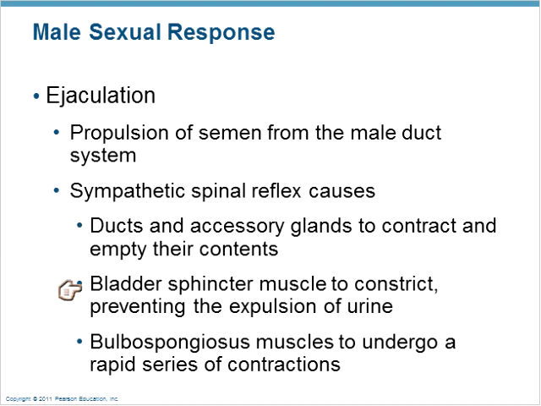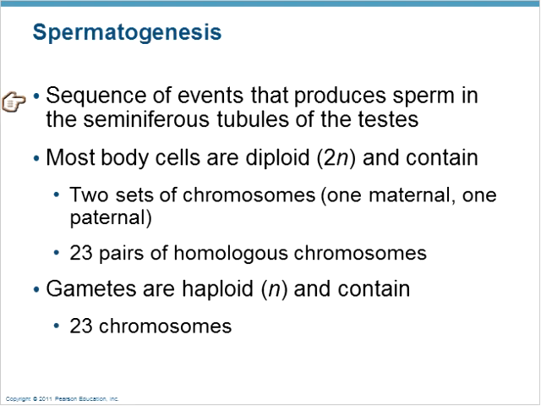The bladder sphincter muscle causes it to constrict and prevent an expulsion of urine, and the bulbospongiosus muscles undergo a rapid series of contractions to help move the sperm.